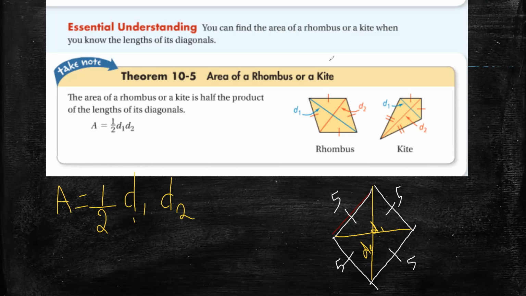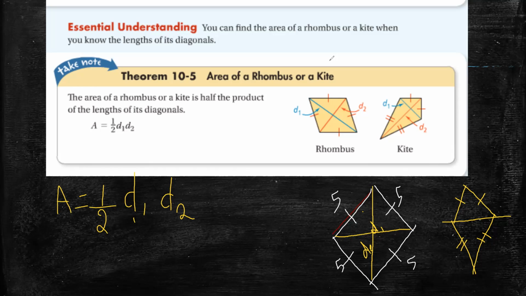In the kite here, it has a similar shape, but these two sides are like making two isosceles triangles. These two sides are equal and congruent too, and these two sides are congruent too. It's made from two isosceles triangles connecting to each other at a common side.